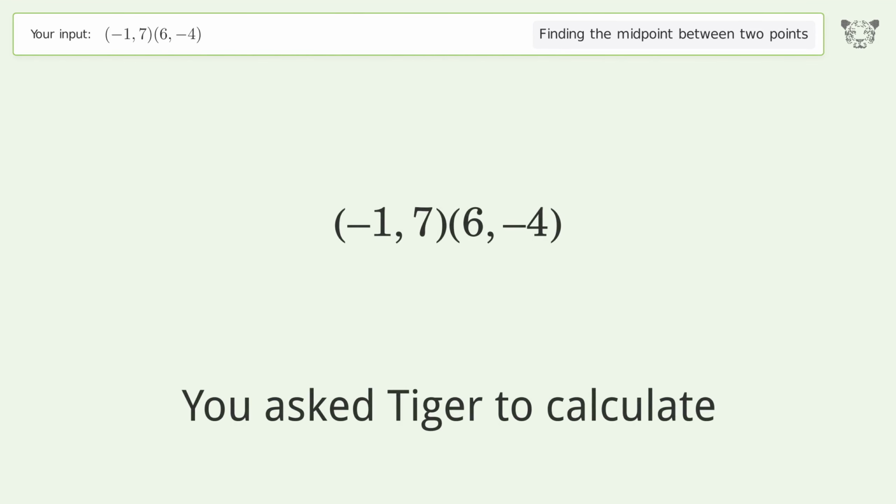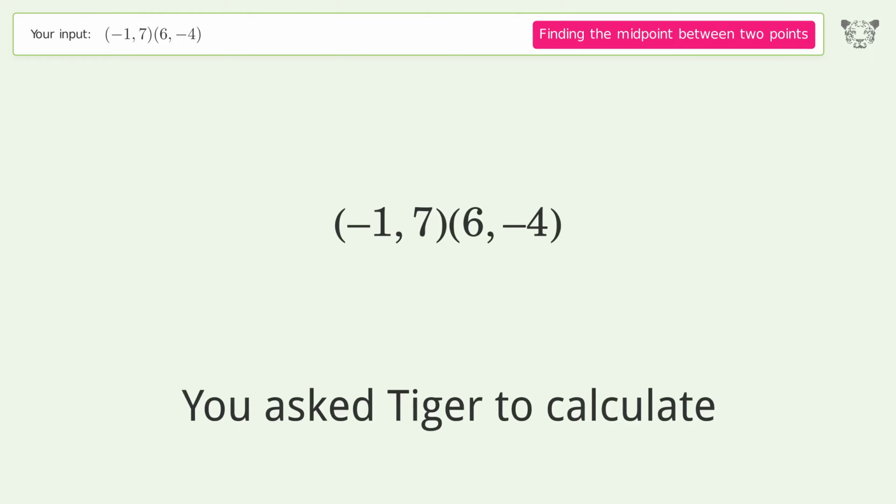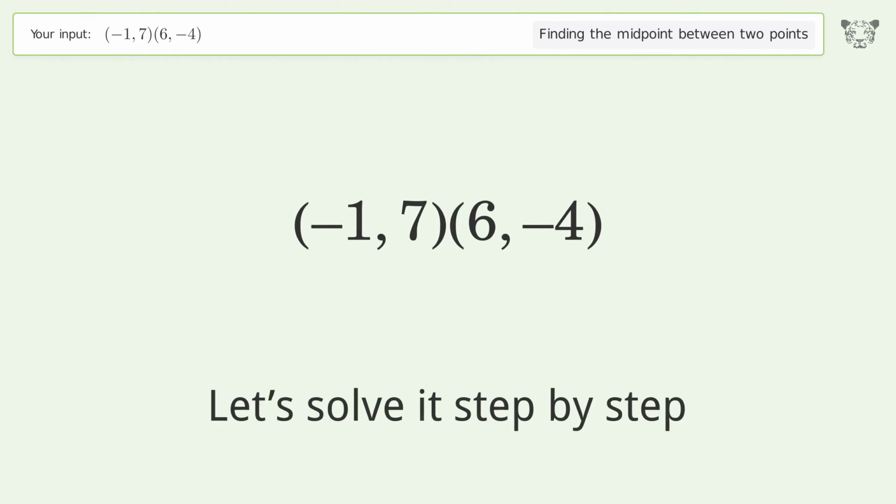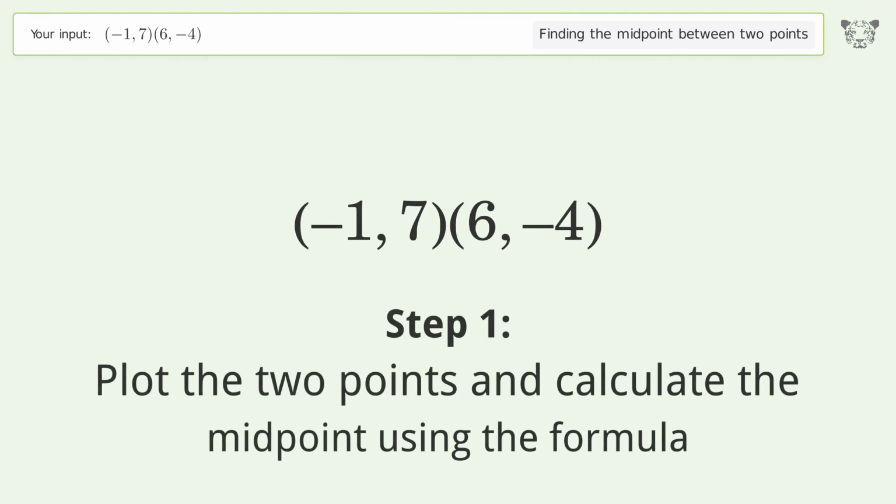You ask Tiger to calculate. This deals with finding the midpoint between 2 points. The midpoint between the 2 points is 2.5, 1.5. Let's solve it step by step. Plot the 2 points and calculate the midpoint using the formula.